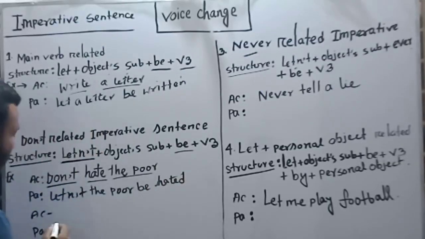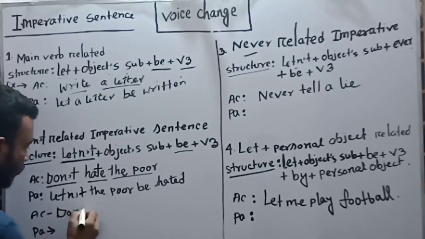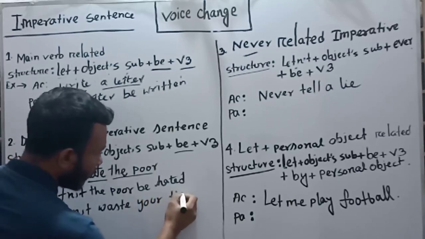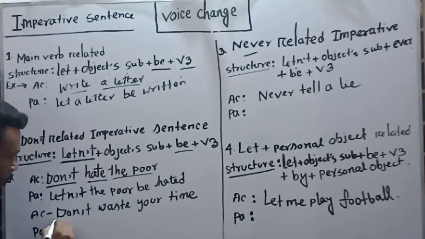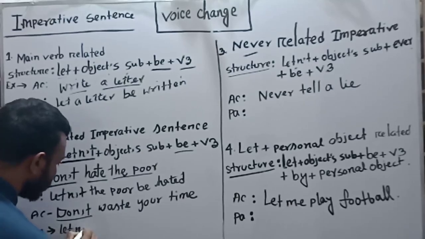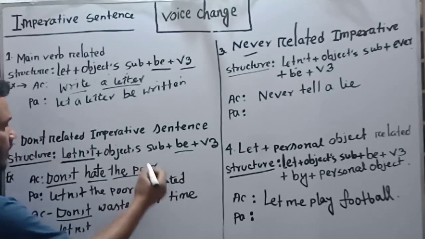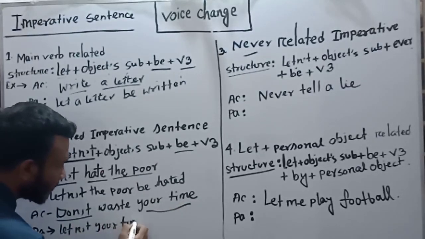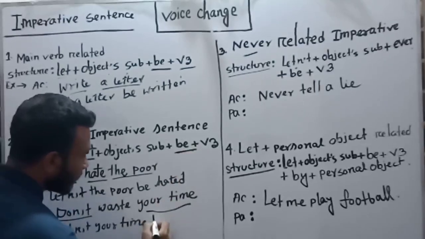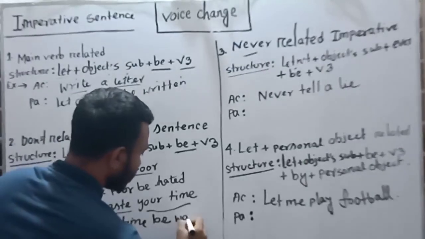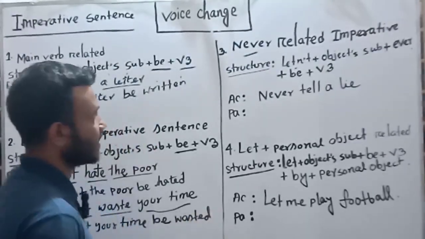Get another example. If I write down a sentence, don't waste your time. So you have got an imperative sentence started with don't. So you have to write let not. Then use object to make it subject. Your time will be here. And use be. At the end of the sentence, verb will be past participle form. Waste will be wasted.